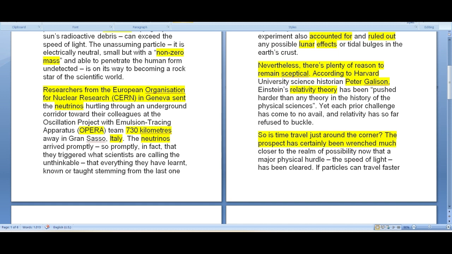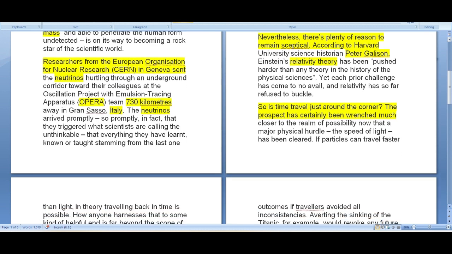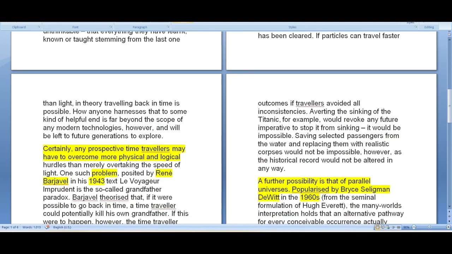Let's move on. So we have to read a little bit more, a little bit further. If particles can travel faster than light, in theory, traveling back in time is possible. Look at that. In theory. It might be possible. Is it soon enough? We don't know. Practical uses? We don't know. It's still in theory.